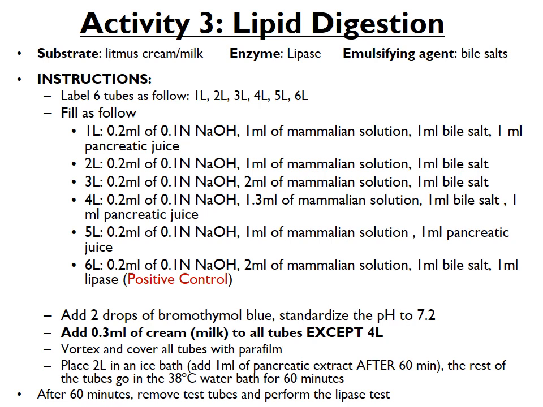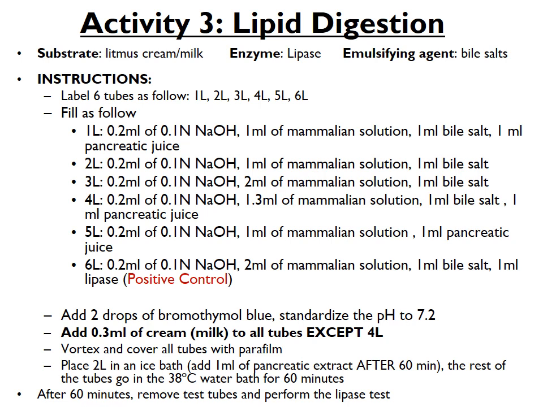Then lastly, we have the lipid digestion experiment. The substrate is the milk or litmus cream. You have the enzyme to be lipase, and it's supposed to be present in the pancreatic juice. And then you have the emulsifying agent, which is the bile salts, and like I said, it is very important for lipase digestion because it increases surface area and breaks the fat globules for lipase to be able to act better.